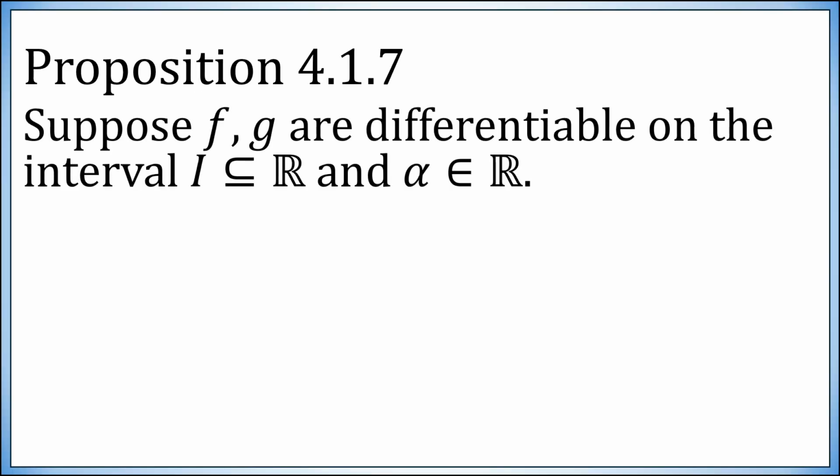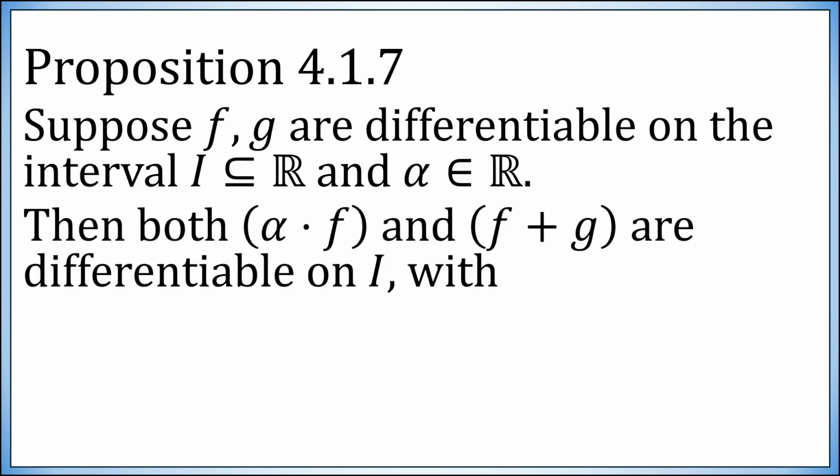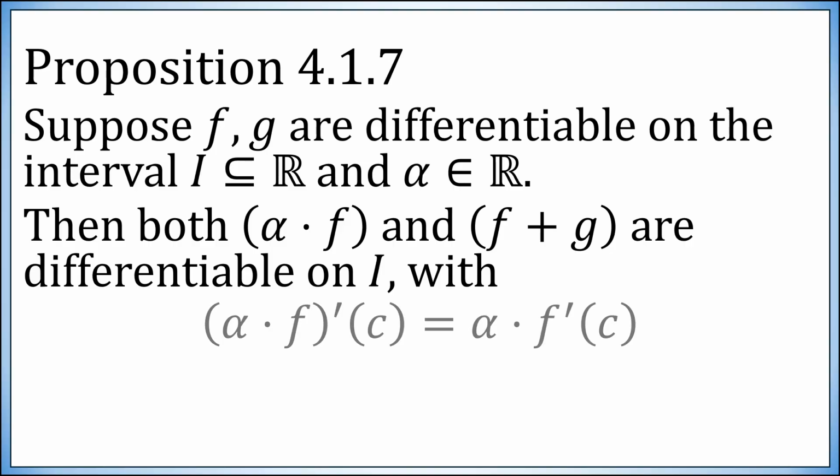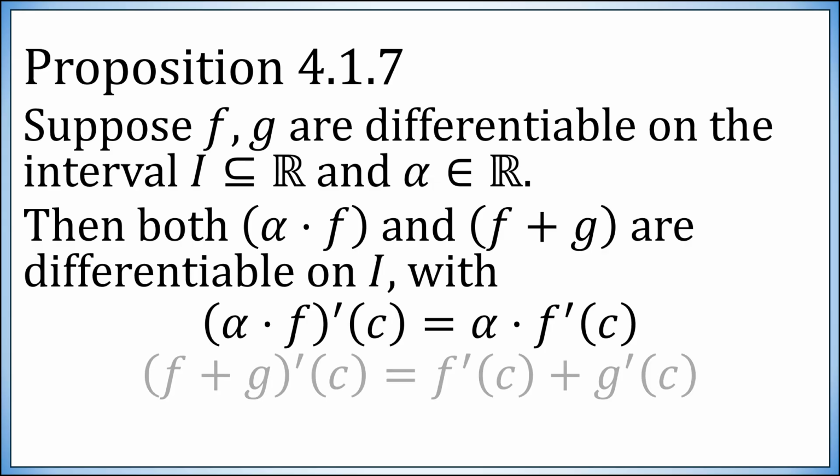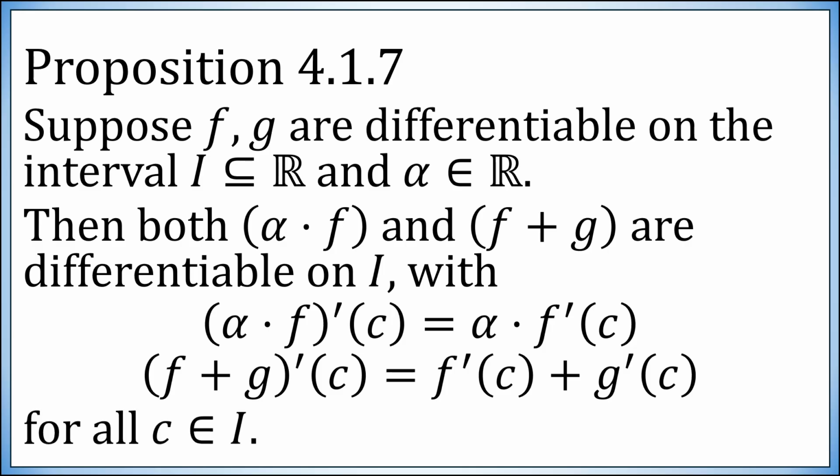So here is proposition 4.1.7. Suppose f and g are two differentiable functions on an interval, and let alpha be a fixed real number, a scalar. Then both alpha times f and f plus g are also differentiable on the entire interval, where the derivative of alpha f is simply alpha times the derivative of f, and the derivative of f plus g is the derivative of f plus the derivative of g. Okay, let's get proving.